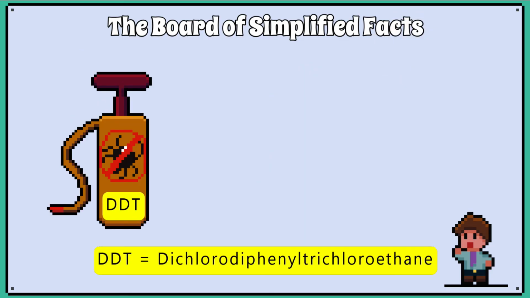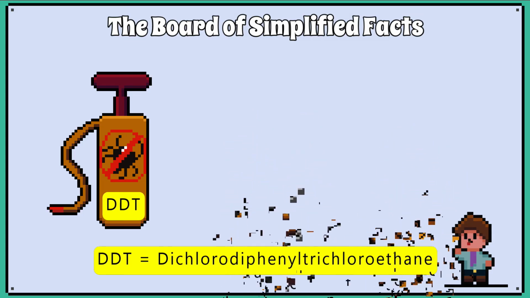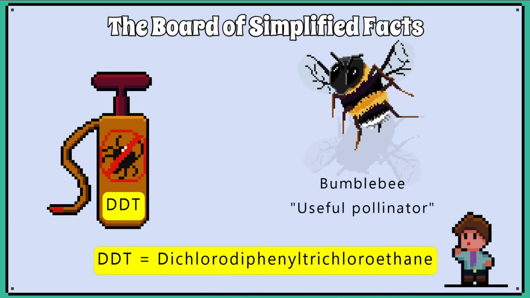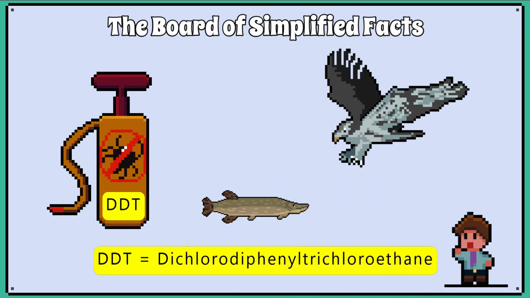DDT was a pesticide used to kill mosquitoes to reduce the spread of malaria and insects that fed on agricultural crops. It was very effective at killing pests, but there was evidence that it was killing untargeted insects that may be useful pollinators, and the effects of DDT were seen to be affecting animals higher up the food chain.